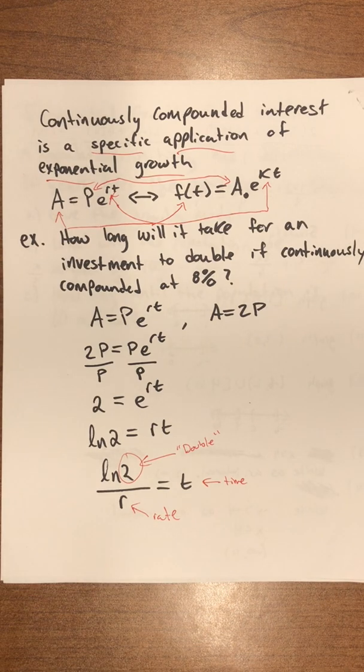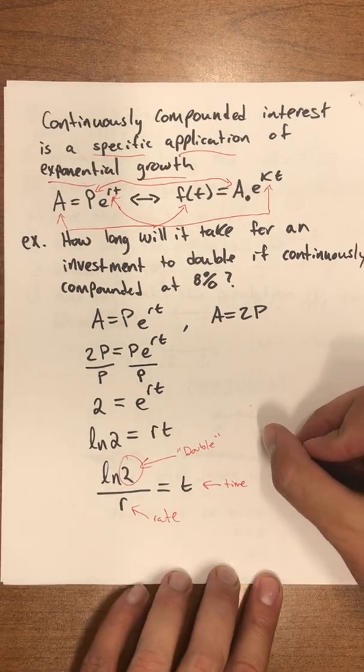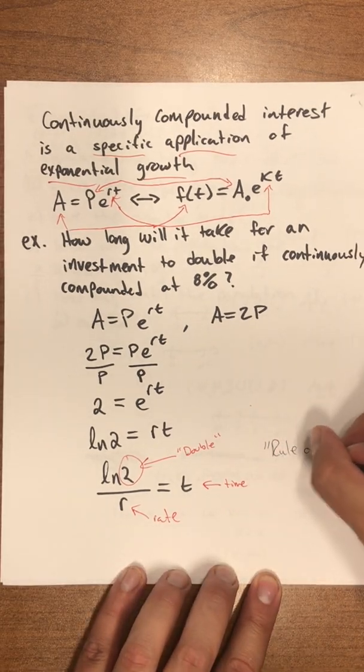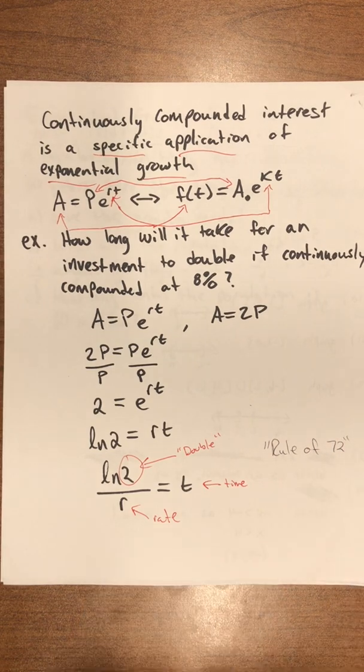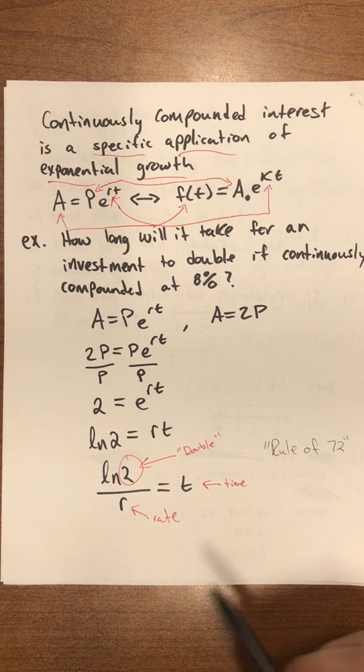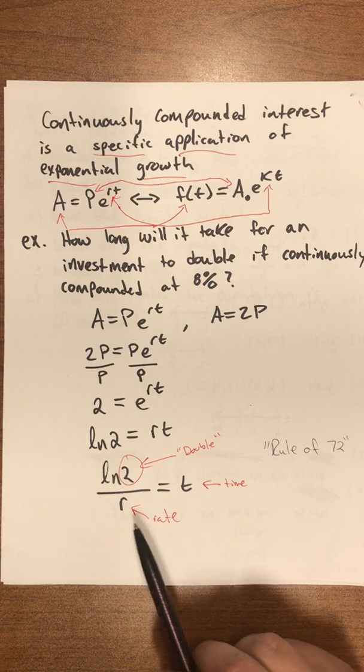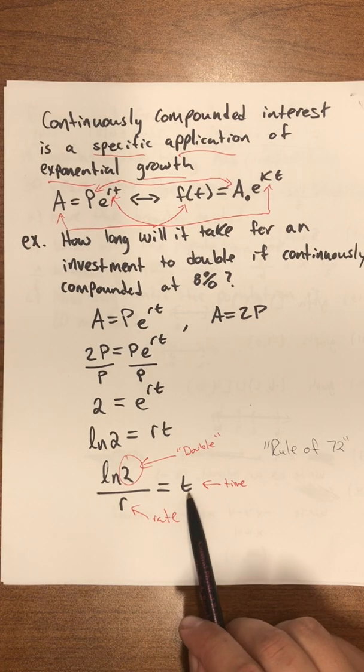So there's this nifty little trick that finance professionals like to use, called the rule of 72. It really should actually be the rule of 69, or maybe the rule of 70, but the rule of 72 simply states this: if you take 72 divided by the interest rate as a percentage, that's approximately the time to double.